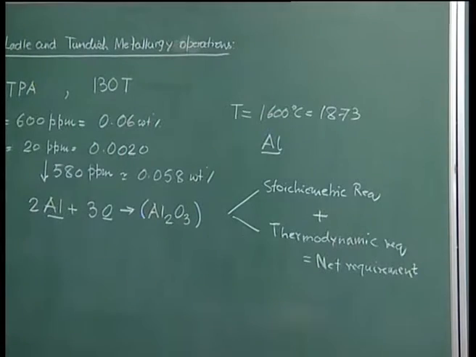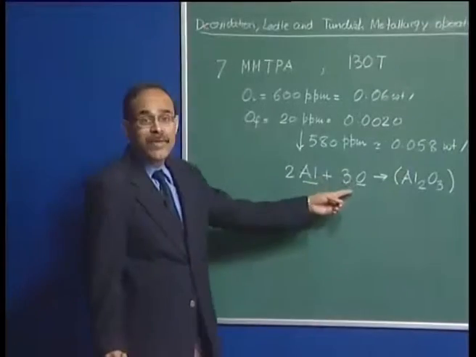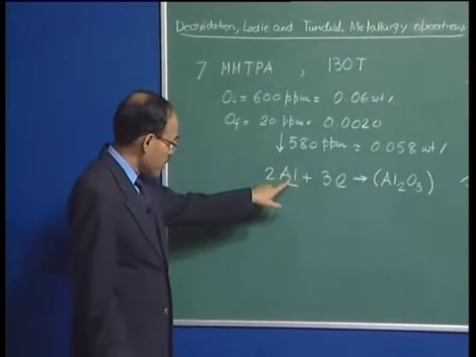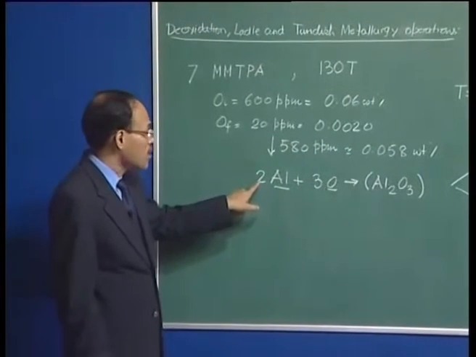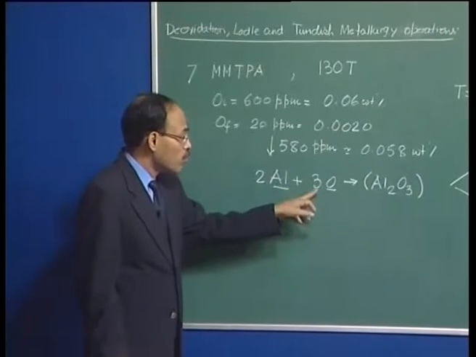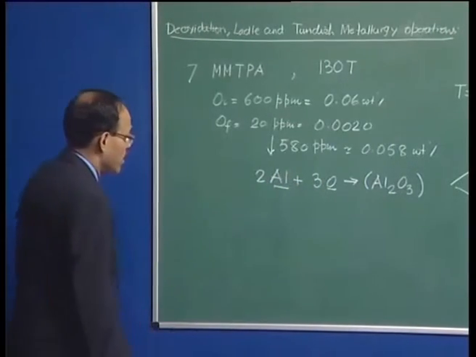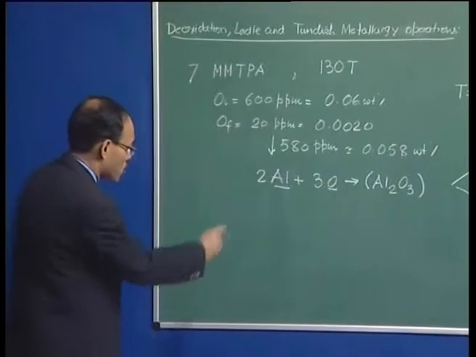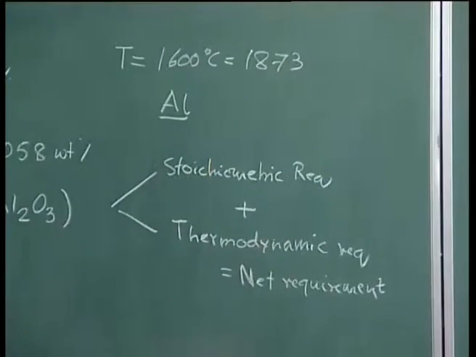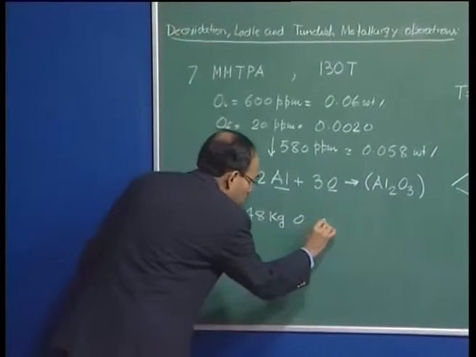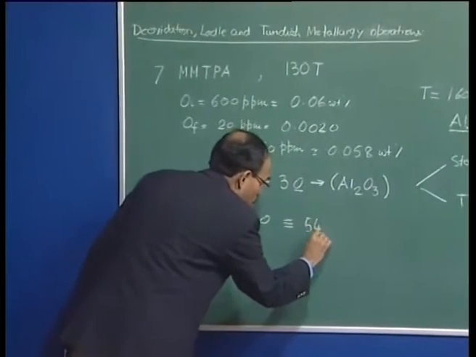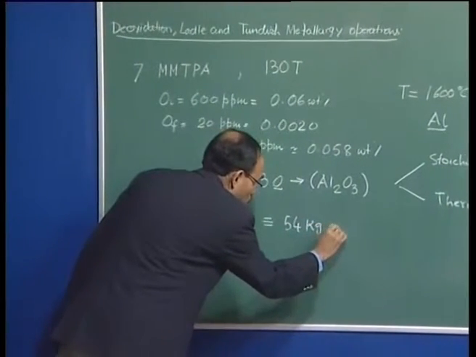The stoichiometric requirement essentially can be found out by looking at this particular equation. This tells us that 27 into 2, that is 54 kg of aluminum, will be reacting with 3 into 16, that is 48 kg of oxygen. So therefore, 48 kg of oxygen is equivalent to about 54 kg of aluminum.